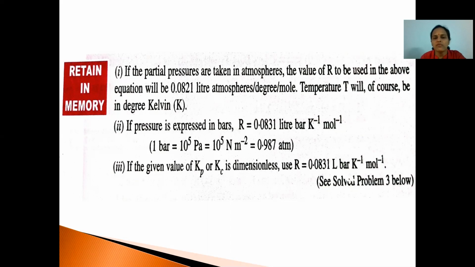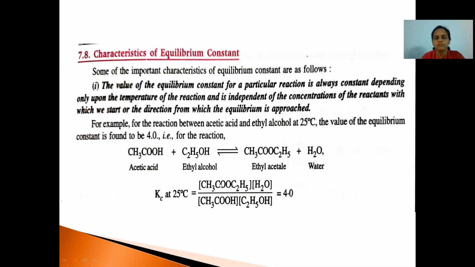And if the given value of Kp or Kc is dimensionless, we'll take the value of R as 0.0831 liter bar per Kelvin per mole, as we considered in the above example. There Kp and Kc were dimensionless, so we took the value of R as 0.0831 liter bar per Kelvin per mole. Now let's consider the characteristics of equilibrium constant.